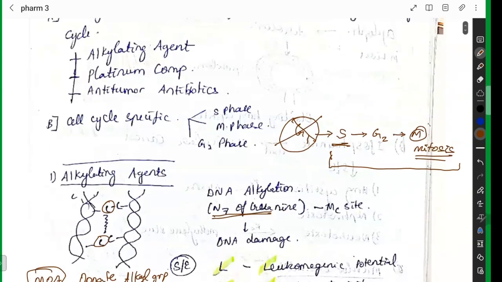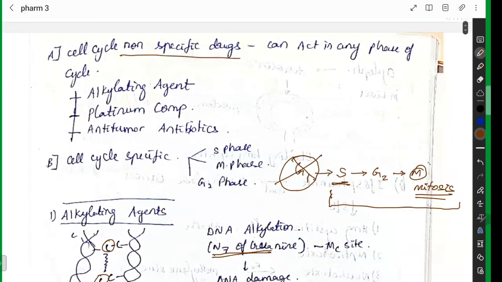That's why you call this cell cycle non-specific, because we are not targeting a particular step of your cell cycle. It is just going to act on your S phase, the G2 phase, and the M phase. Clear, right? So how to remember the side effects?